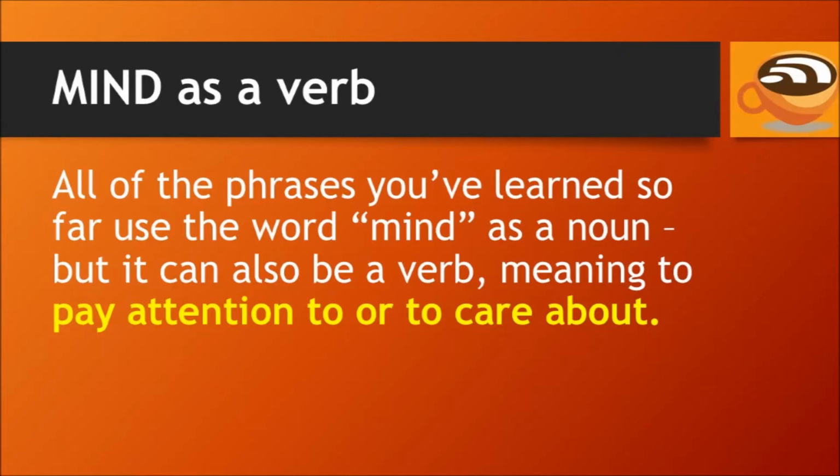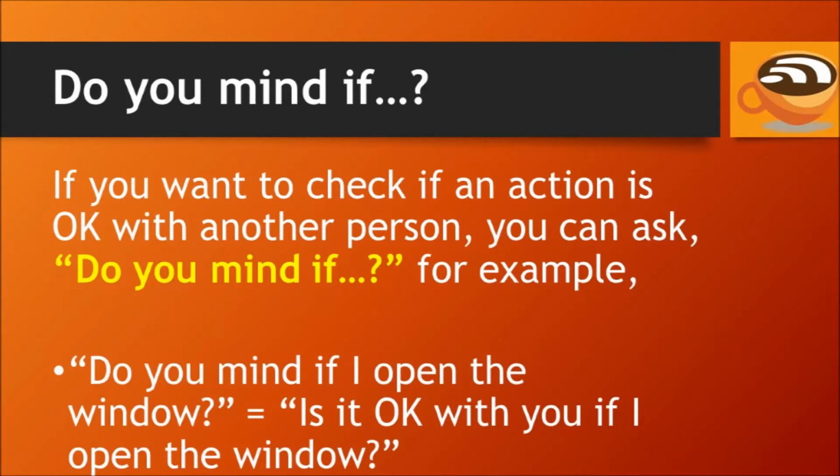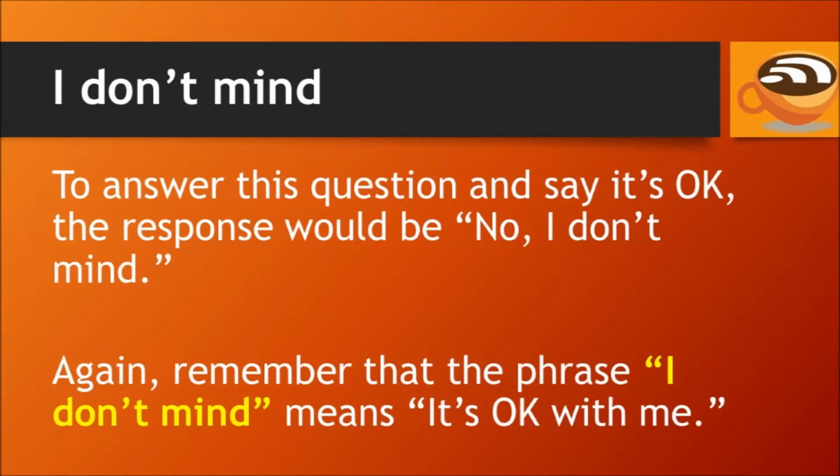All of the phrases you've learned so far use the word mind as a noun, but mind can also be a verb, meaning to pay attention to or to care about. For example, if you want to check if an action is okay with another person, you can ask, "Do you mind if?" For example, "Do you mind if I open the window?" means, "Is it okay with you if I open the window?" To answer this question and say it's okay, the response would be, "No, I don't mind." Again, remember that the phrase "I don't mind" doesn't mean no. I don't mind means it's okay with me.